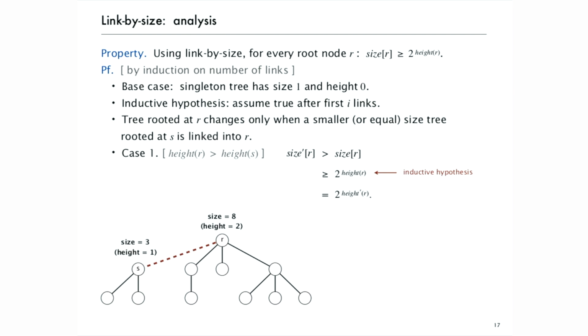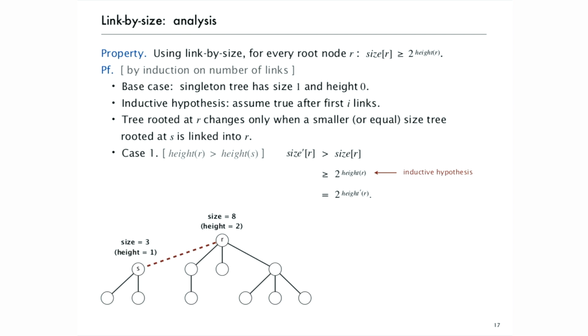So we are going to apply induction on the number of links. What is a singleton tree? It has size 1 and height 0, so 2 to the power 0, which is 1. So this is perfectly valid. The induction hypothesis assumes that after the first i links, for the tree rooted at R, this is true for all of them.